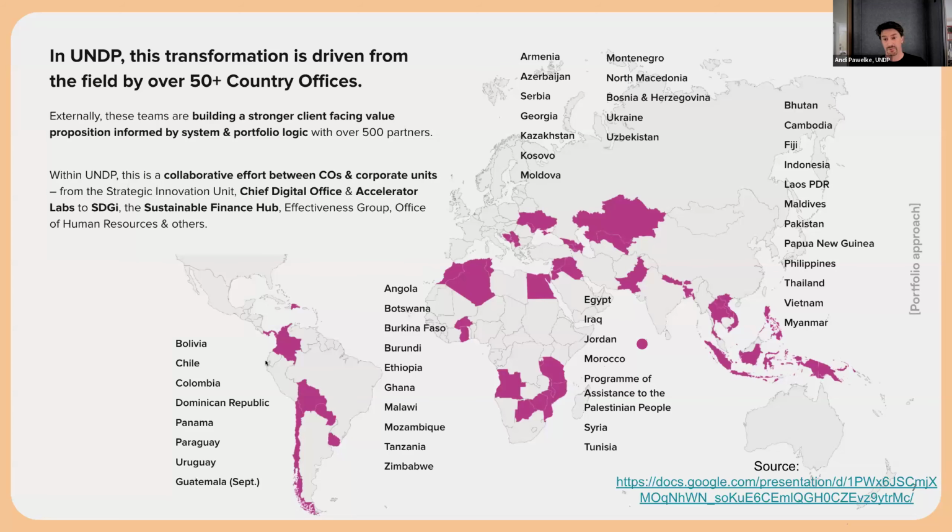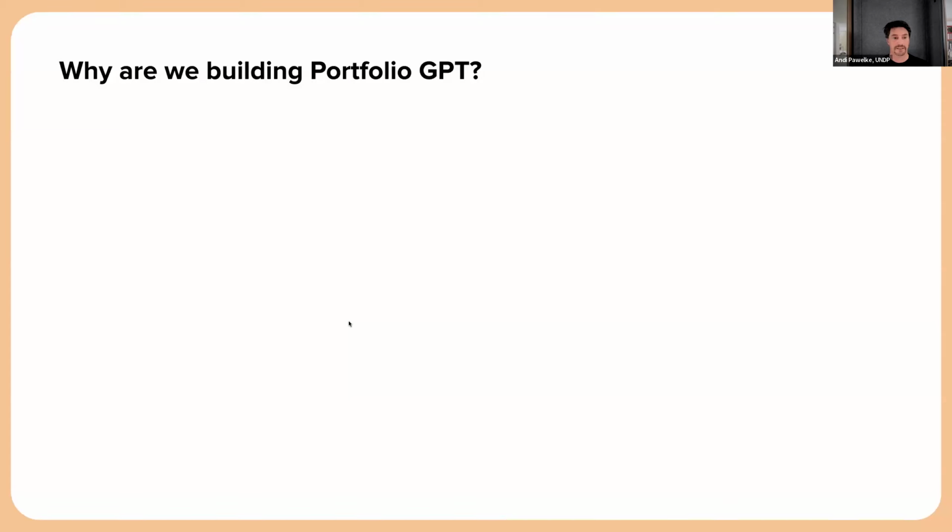Briefly, the other important part is that the portfolio approach is now being implemented and applied across the world, essentially. This is for UNDP offices, but as you can see here, it's not just a single region or a single country. This is being rolled out across the globe. And so there's a huge demand for support on how to apply the portfolio approach. That's the second important one.